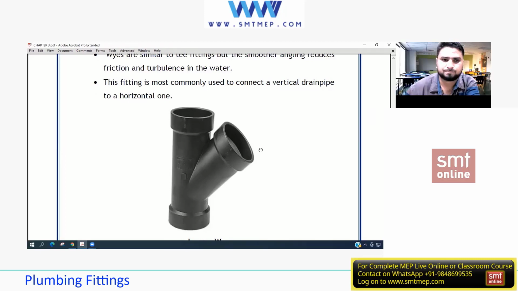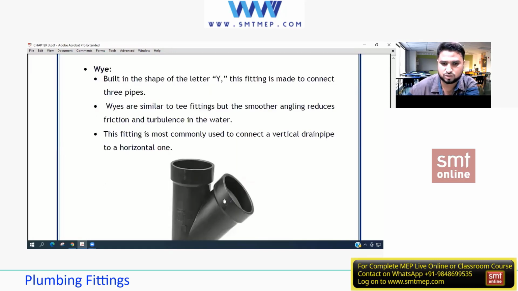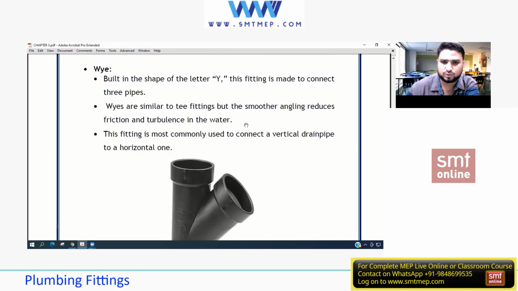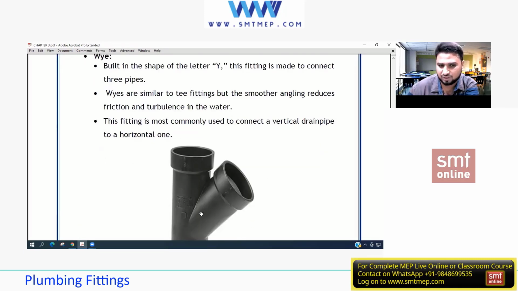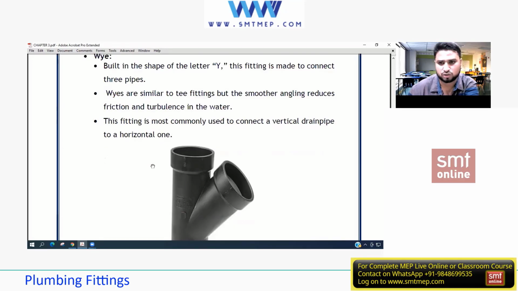So built in the shape of the letter Y, this fitting is made to connect 3 pipes, like 1, 2, and 3. Actually, this is only one pipe, but this piece is the riser, and here is the horizontal, from the floor and all this. So Ys are similar to the T, but with smoother angles. T is 90 degree, but what do you think, 45 degree? Yes or no? So less turbulence. 45, yes. So Ys are similar to Ts, but with the smoother angle, reducing the friction and turbulence. This fitting is most commonly used for connecting a vertical drain pipe to a horizontal one, isn't it?